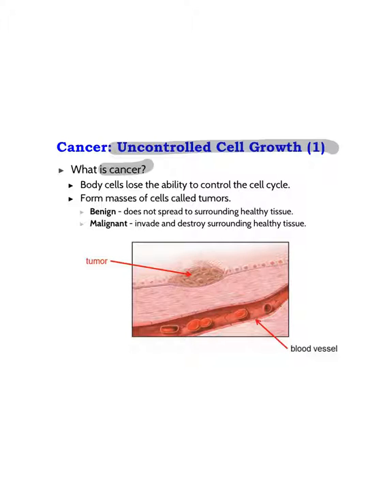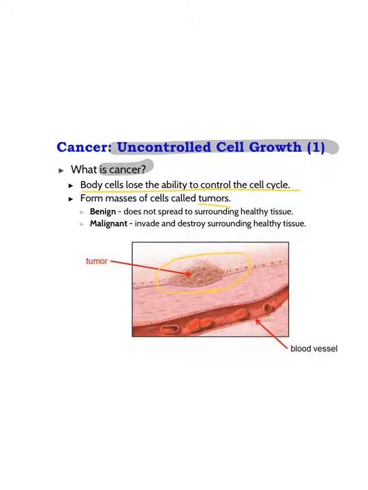So cancer itself is, simply put, a disorder in which body cells lose their ability to control the cell cycle or control cell growth. Now, cancer cells are unable to respond, or do not respond, to the signals that regulate the growth of most cells, so internal or external regulators. And what happens when these cells are not regulated is you are going to form masses of cells called tumors, which we're all familiar with.